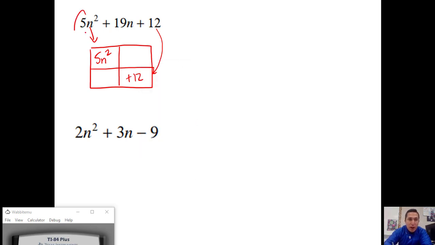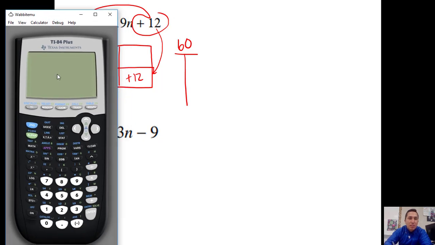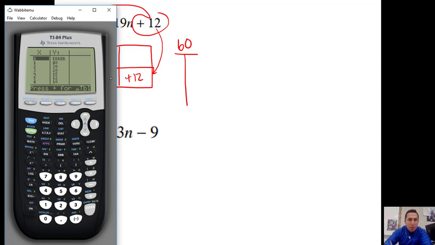So I'm going to take this 5, times it to this 12, and that's going to give me a 60. Put it in your calculator if you need to make sure. So 5 times 12 gives me a 60. Now I'm going to break down this 60 into all the numbers that can possibly give me a 60. Turn the calculator on, go to y equals. I'm going to put 60 divided by x.